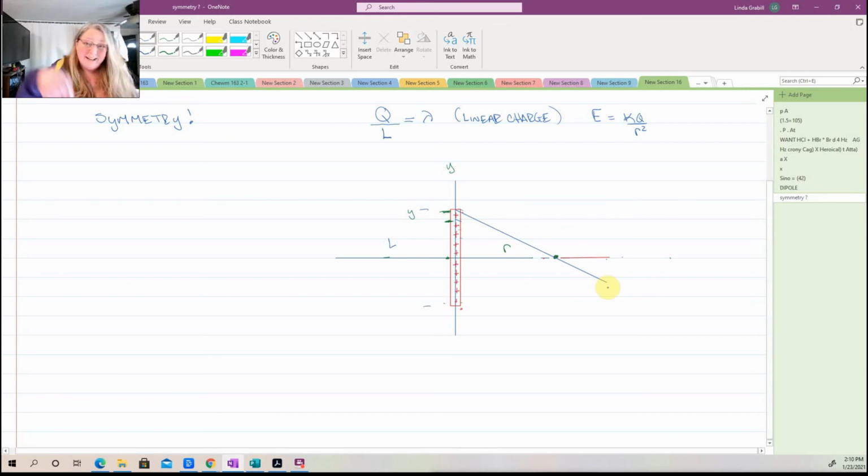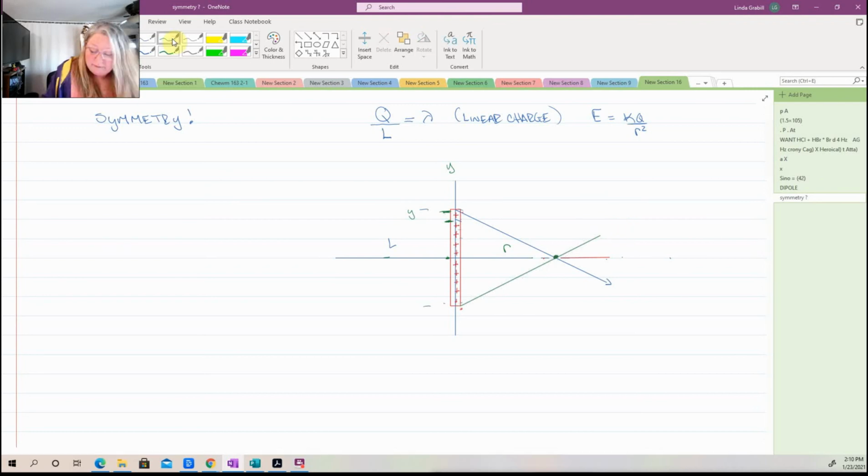I look down at the other end of the rod, and that too is going to repel because it's the same charge, right? So I'm the same distance away, same charge. Symmetry is my friend. So I'm going to draw an arrow. Oh my, I'm excited. I think they're darn near the same length. This is a first. Let's celebrate it for a second. Okay, we're done.